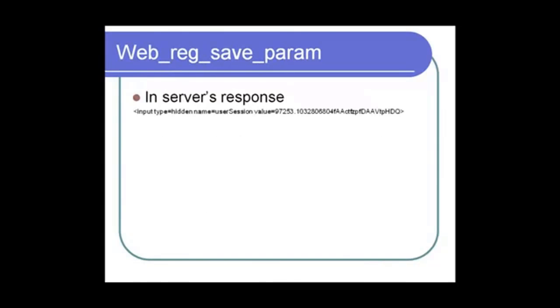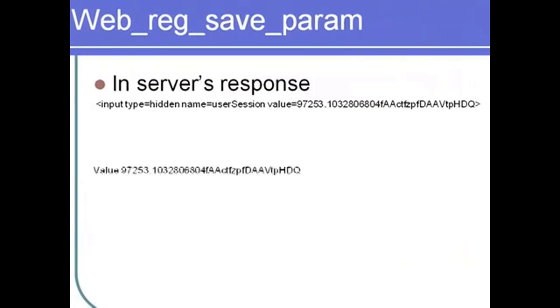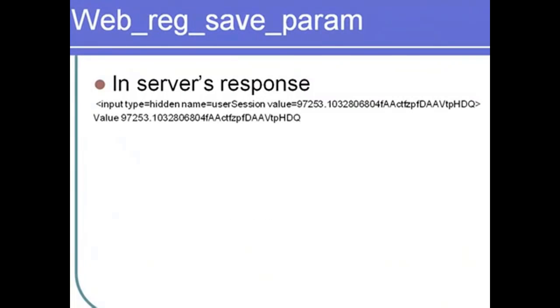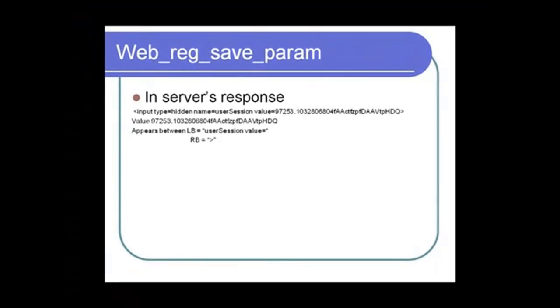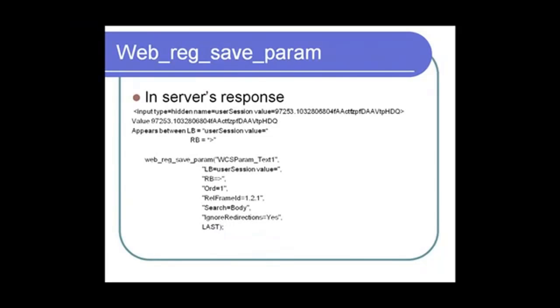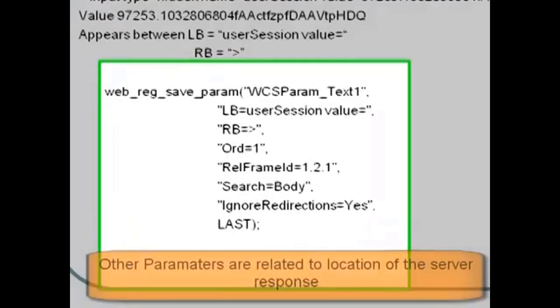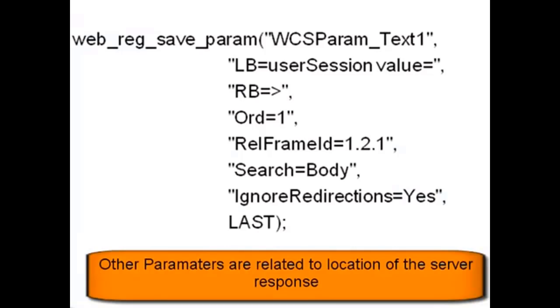In the server's response, the value 97253 ending with HTQ appears between the left boundary, UserSession value equal to, and the right boundary of a bracket. Accordingly, the web_reg_save_param function is created as follows, with a suitable parameter name WCSParam_Text1, with the left boundary and a right boundary. Remaining parameters relate to the location.